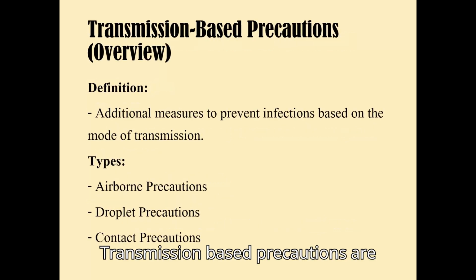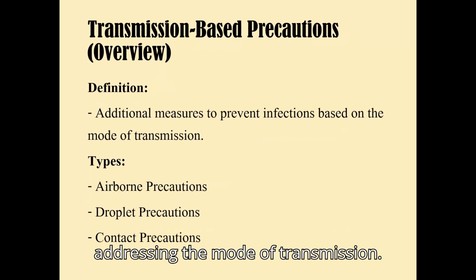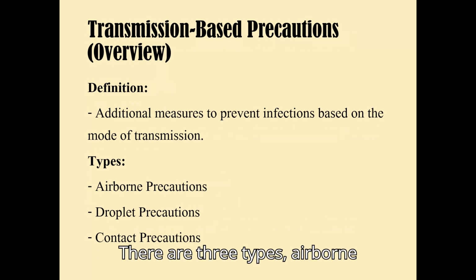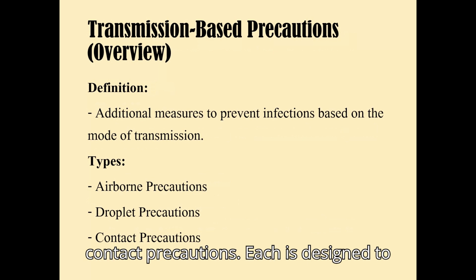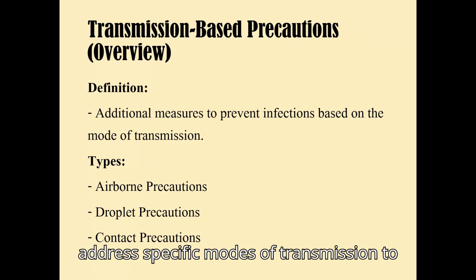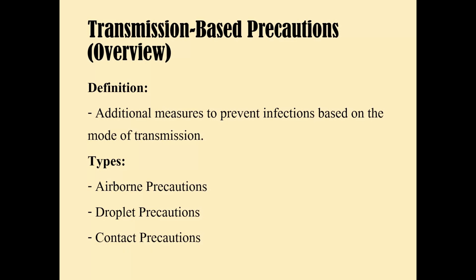Transmission-based precautions are measures used to prevent infection by addressing the mode of transmission. There are 3 types: airborne precautions, droplet precautions, and contact precautions. Each is designed to address specific modes of transmission to ensure patient and staff safety.